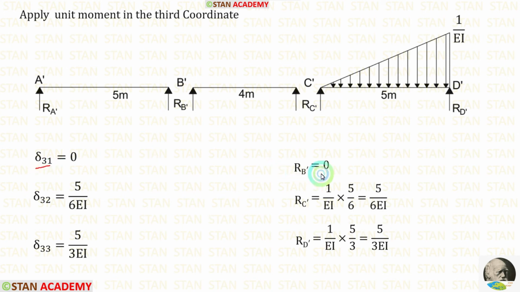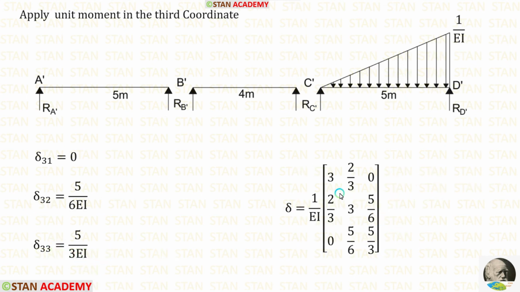Delta 31 will be 0. For delta 32, we have to apply the value of RC dash. For delta 33, we have to apply the value of RD dash. In the flexibility matrix, we have calculated all of the rows.